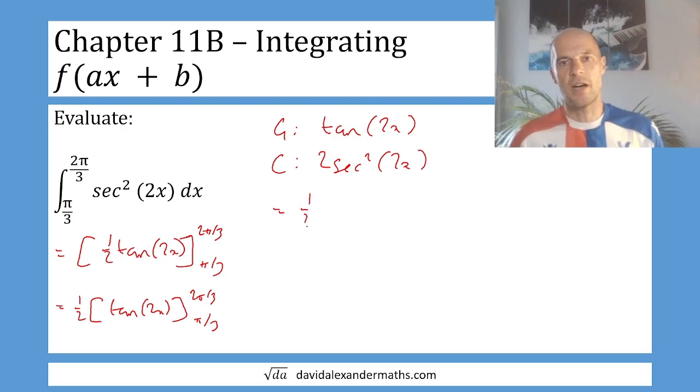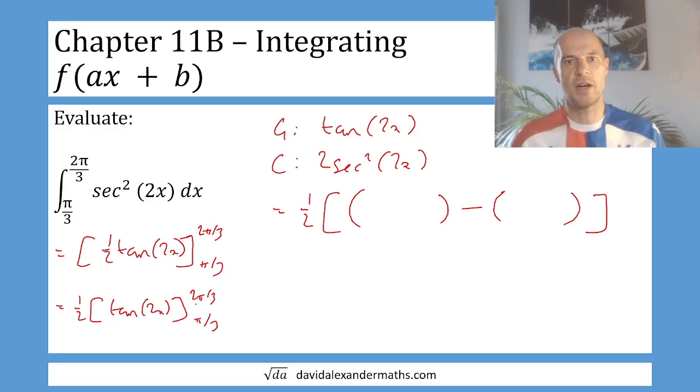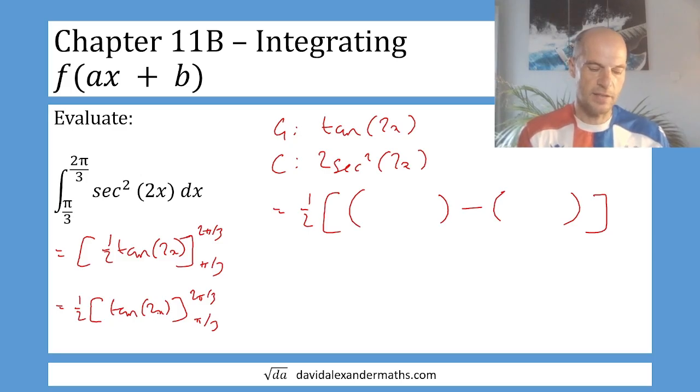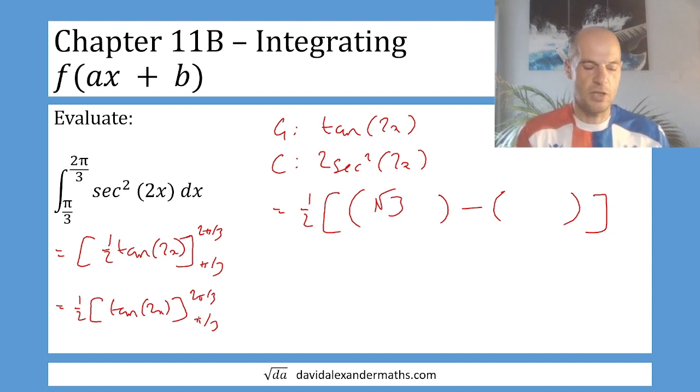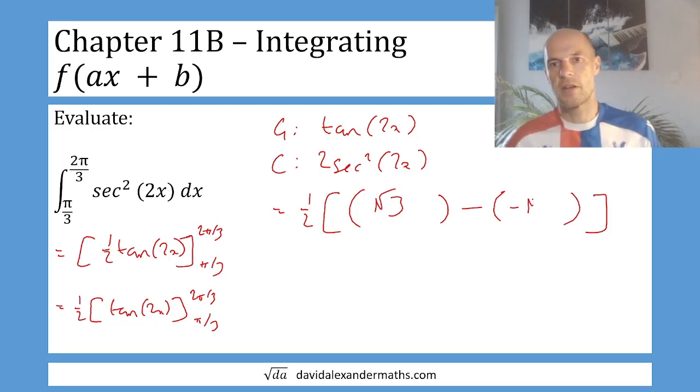So this is going to be 1/2 multiplied by, just do one big bracket here and then two smaller brackets, one minus the other. So the tan of 2 times 2 pi over 3. So that is the tan of 4 pi over 3. And if I tan that, I get root 3. Take away the tan of 2 times pi over 3, so 2 pi over 3. And if I just tan that, what do I get? I get minus root 3.